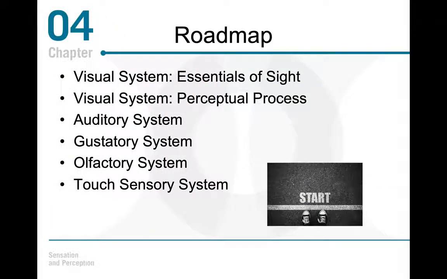As you are aware, the first half of the lecture covered the essentials of sight. Today, we will cover the perceptual processes underlying the visual system and the other sensory systems you have: auditory system, gustatory system, olfactory system, and touch sensory system.